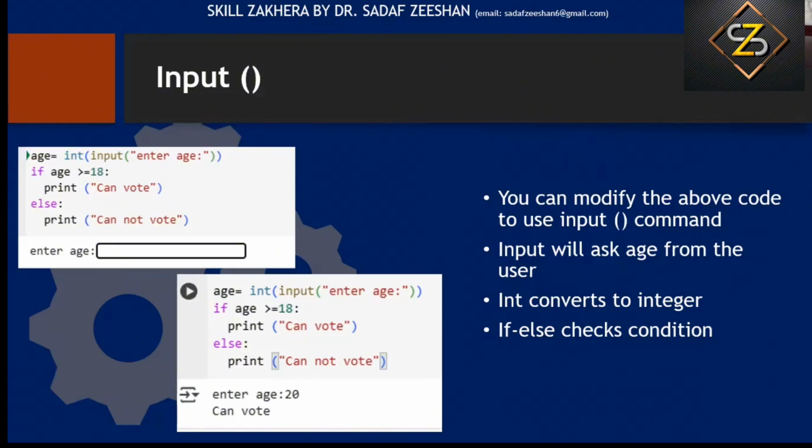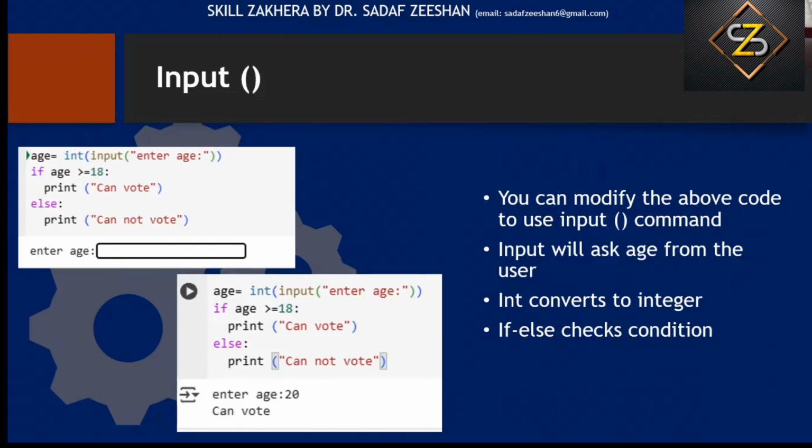Then I'm going to use brackets. I'm going to put input, then again brackets, and I'm going to write a string, enter age, so that it asks for the value of your age. In the console, it is going to display something like enter age, and it is going to show me a block where I'm supposed to enter or input my age. So if age is greater than or equal to 18, then I can vote, else I cannot vote.